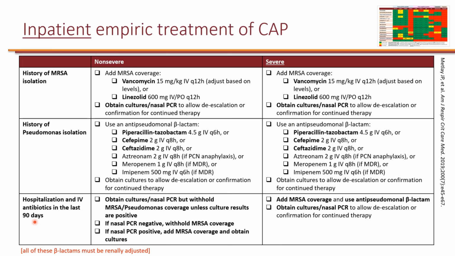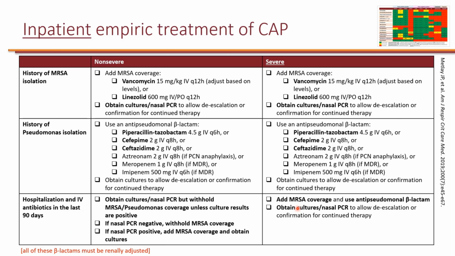doesn't matter. If the patient has had hospitalization and IV antibiotics in the last 90 days, that's when the strategy is different between non-severe and severe. So for non-severe, you want to obtain culture and nasal PCR, but you do not want to add MRSA coverage and you do not want to start using Pseudomonal coverage unless the culture results are positive. So you basically get the culture and you just wait for the results to come back. Now, if the results actually grow MRSA or Pseudomonas, then you can add coverage for those. And if they don't, then you know that you had done the right thing.